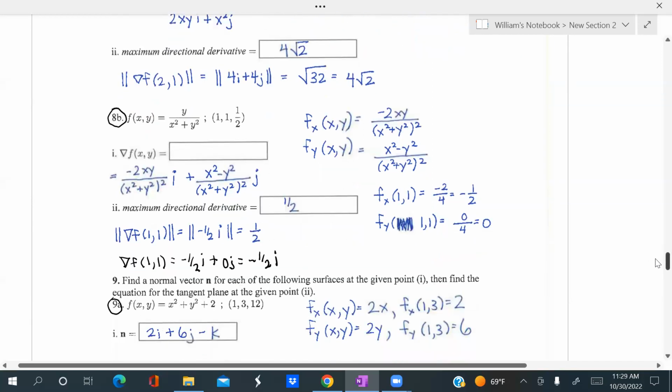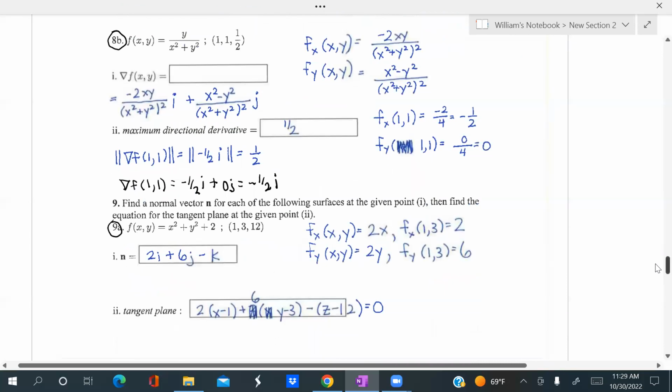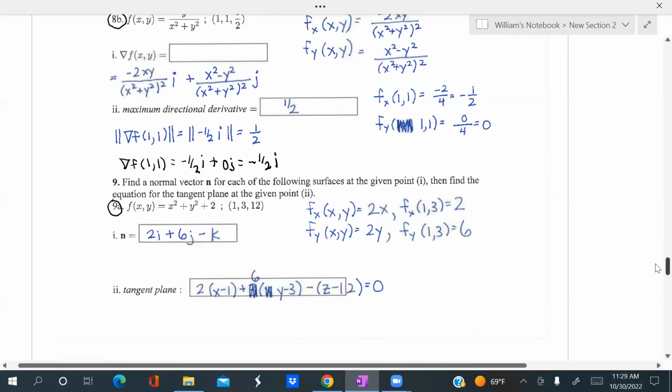All right. Let's now look at problem number 9. So here we've switched from directional derivatives to tangent planes. This is like the last thing I think that's on the test. So we want to find the normal vector for the surface at the given point. So what is the vector that's perpendicular to this surface at the given point? And then what's the equation for the tangent plane to that surface at the given point?